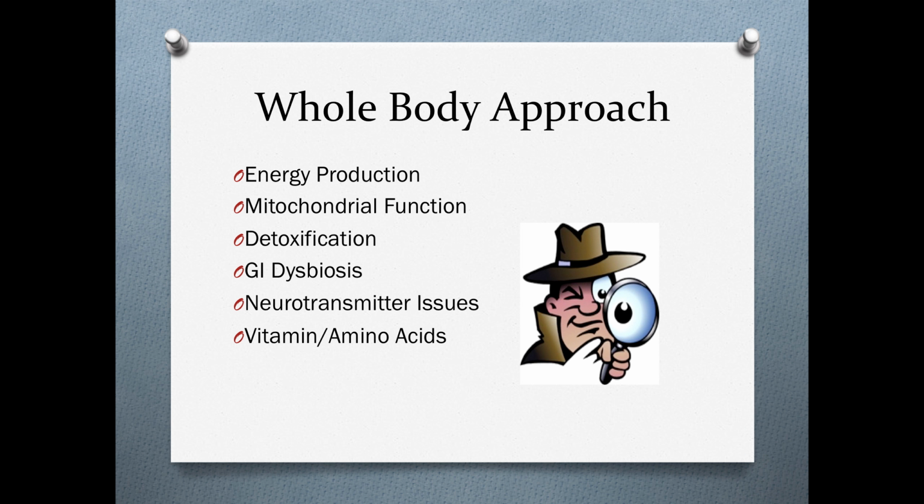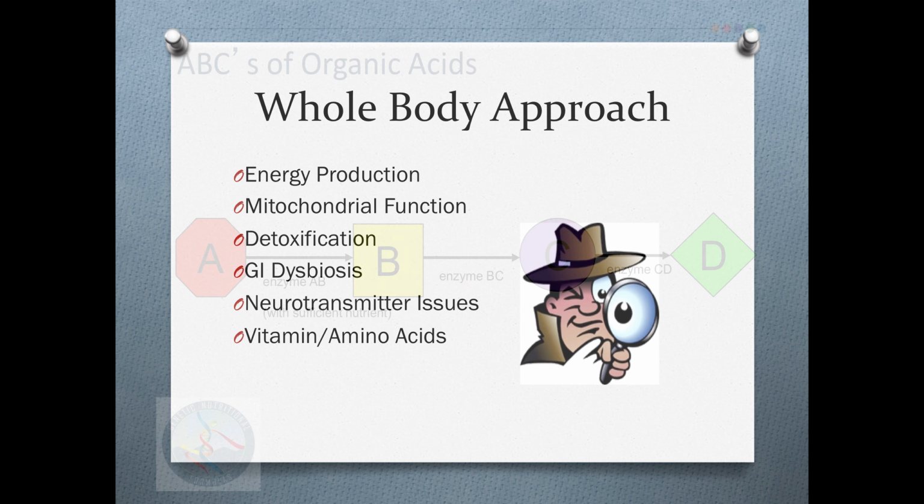The organic acids test, which has become my favorite test, really allows us to look at the whole body. It allows us to look at energy production, which we'll talk about today, mitochondrial function, detoxification, GI dysbiosis, neurotransmitter issues, vitamin and amino acid status.